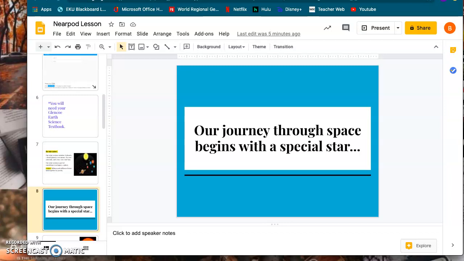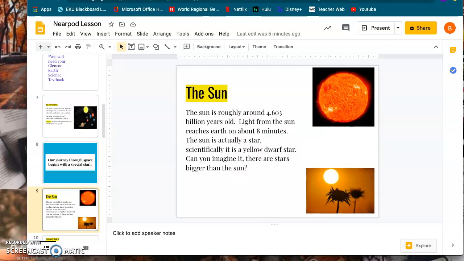Our journey through space begins with a special little star, the Sun. The Sun is roughly 4.603 billion years old. Light from the Sun reaches Earth in about 8 minutes. The Sun is actually a star. Scientifically, it is a yellow dwarf star. Can you imagine it? There are stars out there bigger than this Sun.